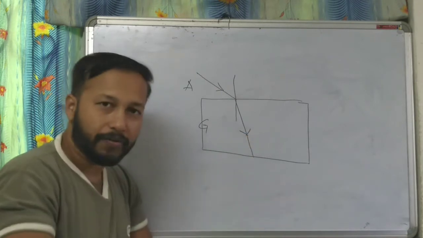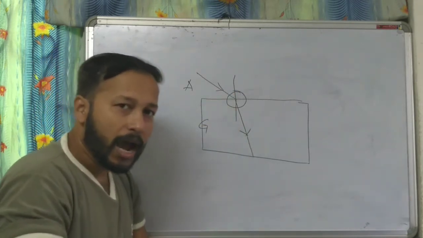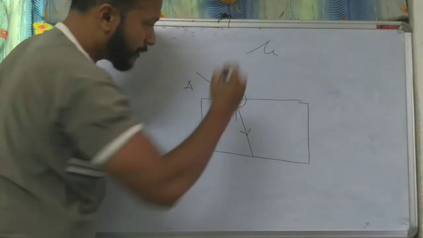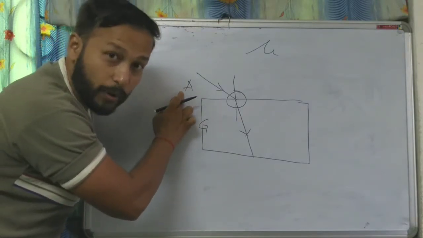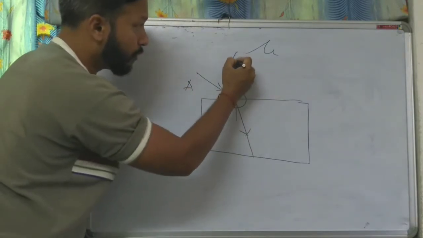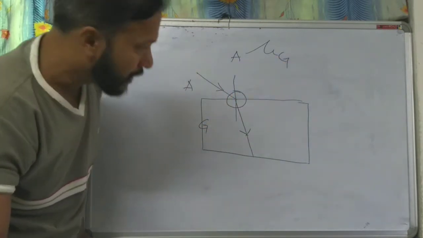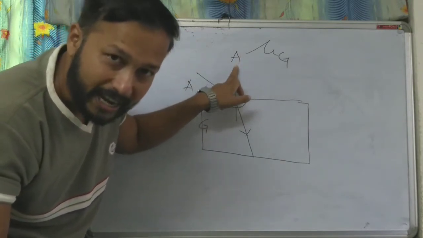So for this portion, I can write refractive index. From which medium is light coming? Air. Which medium is light going to? Glass. So we'll write AG. But we'll say this is the refractive index of glass with respect to air.